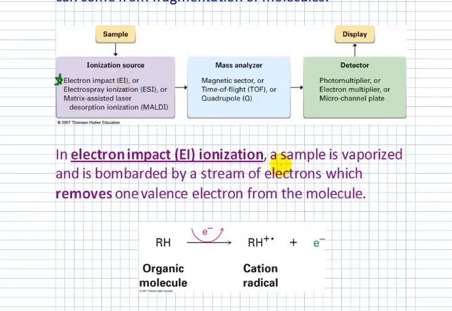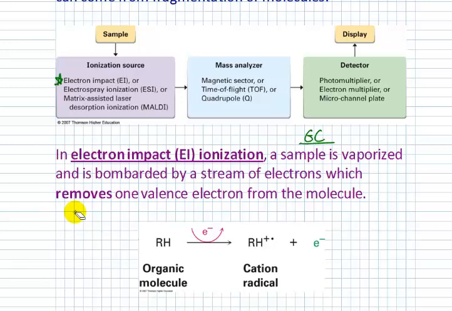What happens is the sample is vaporized first. Oftentimes, the sample runs through a gas chromatograph, much like the one that we've used in lab before. This can separate out impurities and so on, but that's not always necessary. If you're confident there's a pure sample, it can be directly injected into the mass spectrometer. The vapor phase sample is bombarded by a stream of electrons, which actually removes one valence electron from the molecule.